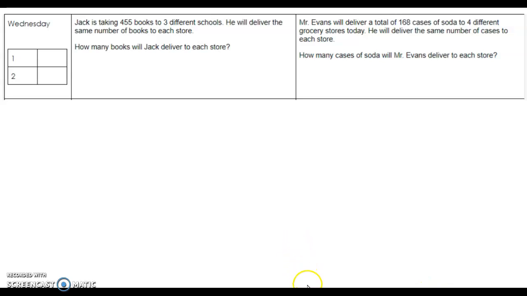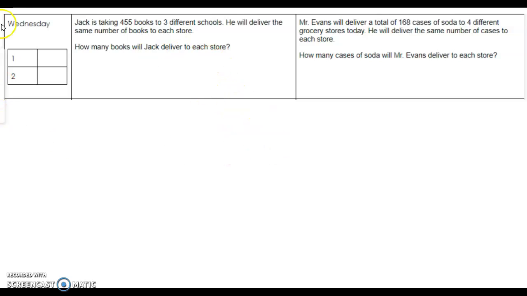Okay, I am going to go over Wednesday's morning work. So it says Jack is taking 455 books to 3 different schools. He will deliver the same number of books to each store. How many books will Jack deliver to each store?